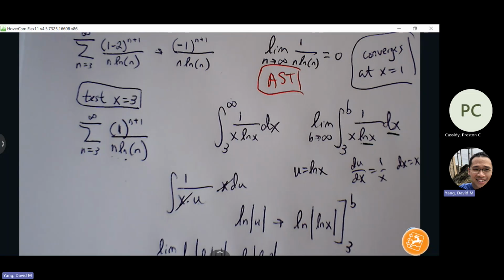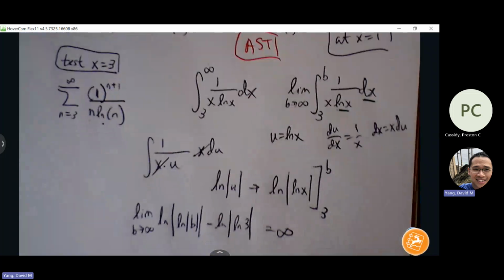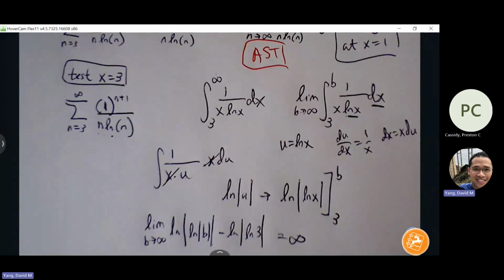But 3 is no longer an alternating series. So we're just left with 1 over n times ln of n, and that doesn't quite fit into any of the easy convergence tests, but u-substitution can handle this problem, so we go through the integral test. Integral test gives us diverging, so we're not going to include 3 in our interval.